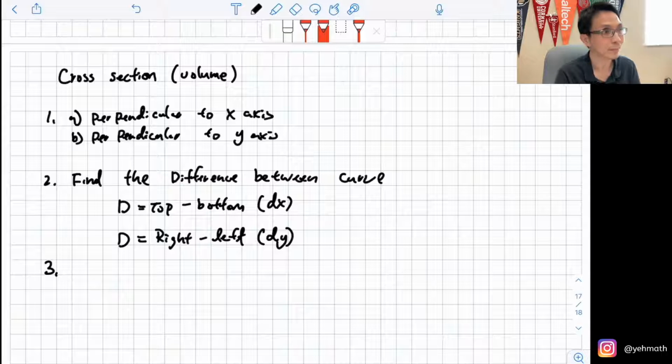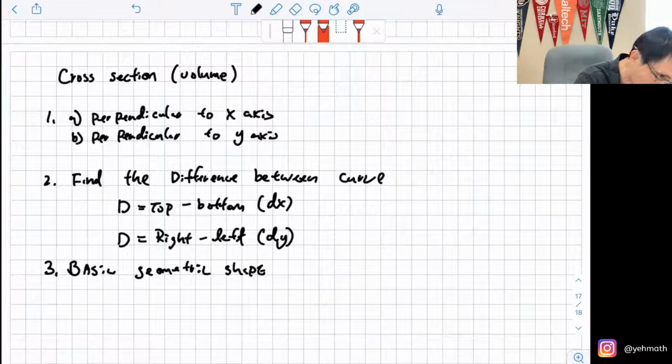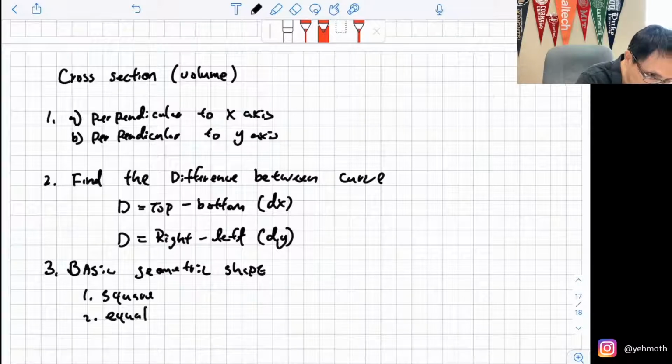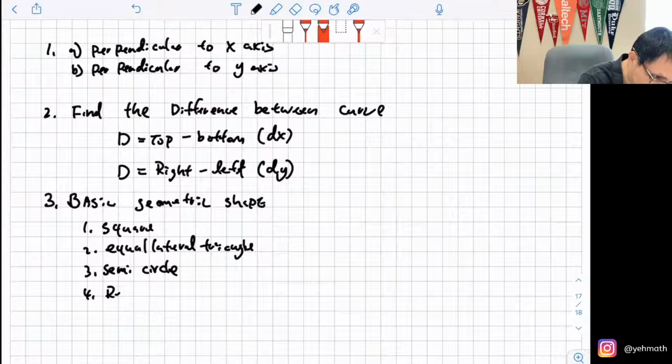3. There are a few basic geometric shapes. And one of them is going to be a square. 2 is going to be equilateral triangle. The third thing is called semicircle. The fourth thing is going to be rectangle. And we're going to talk about those various types.